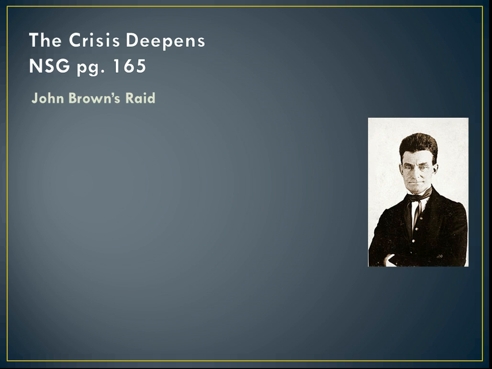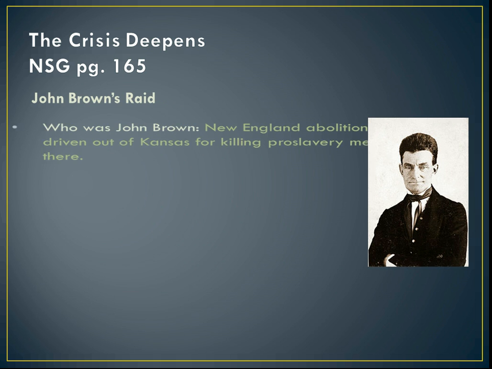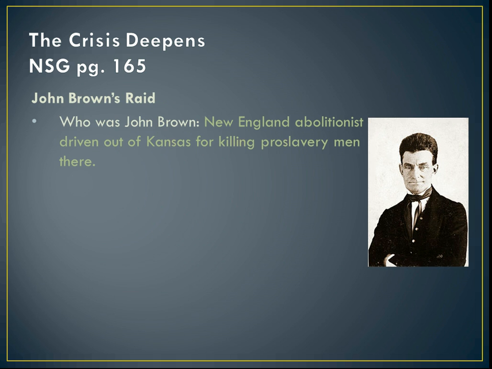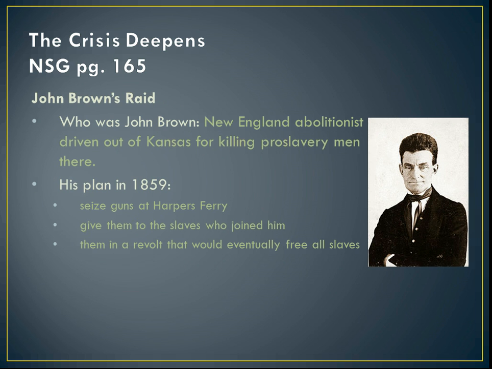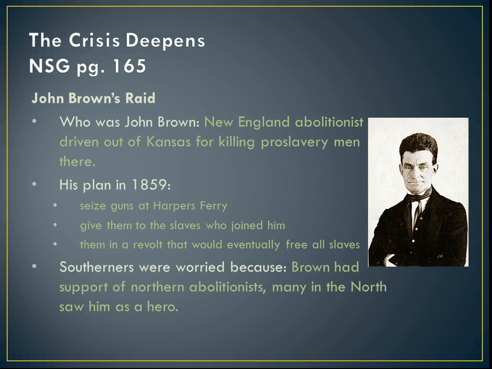The next event that led to the Civil War was John Brown's raid. He was a New England abolitionist driven out of Kansas for killing pro-slavery men there. His plan in 1859 was to seize guns at Harpers Ferry, give them to slaves who would join him, and then in the revolt would eventually free all slaves. The South was worried because Brown had support from Northern abolitionists, and many in the North saw him as a hero. So the raid failed.